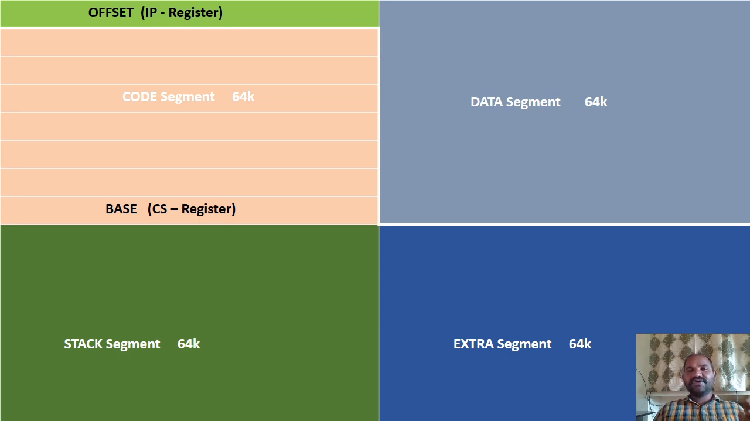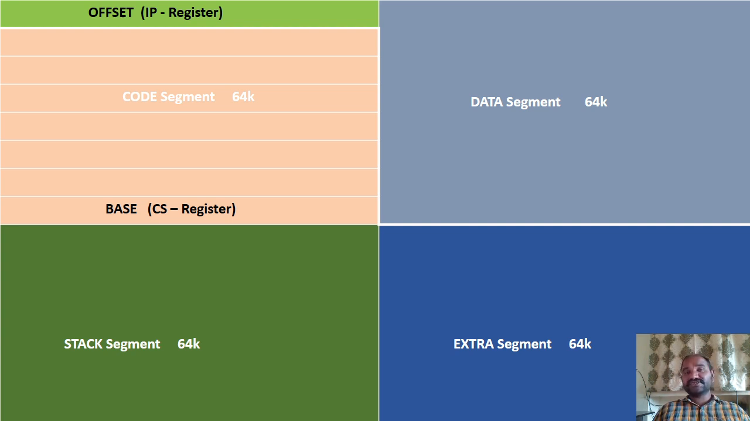So when you go through the textbook, you will come across one simple concept called segment base and offset addresses. They explain that in the 8086 microprocessor, the entire 1 MB memory is divided into 16 equal blocks. Each block is named a segment, and each block size is 64K.